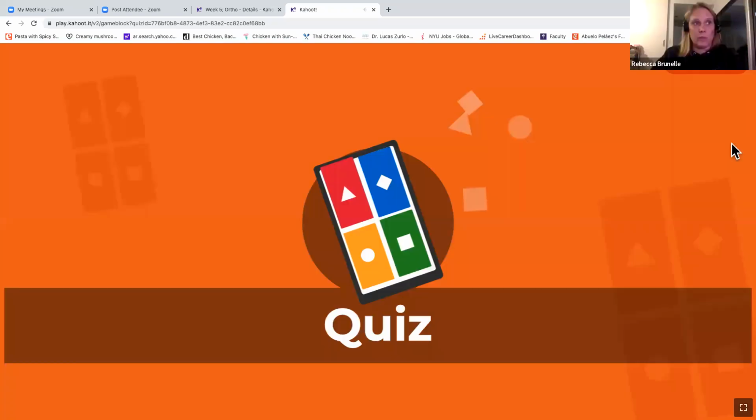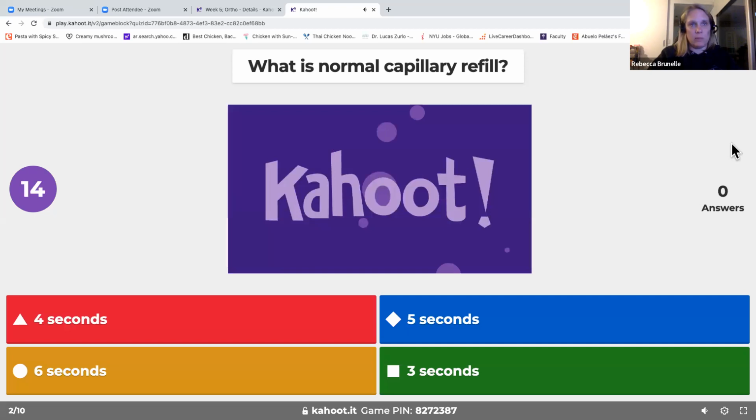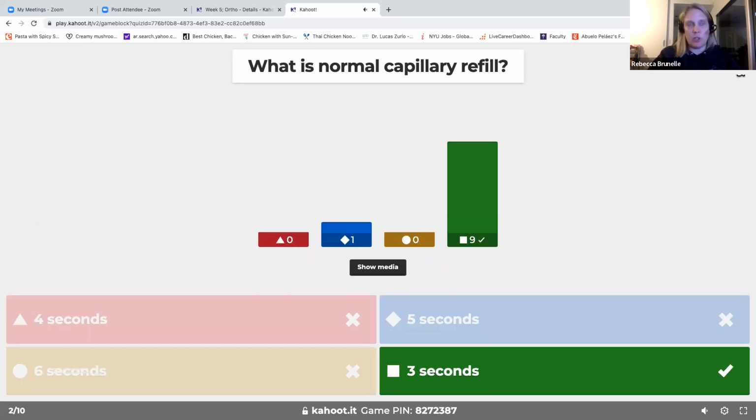So what is normal capillary refill? 4 seconds, 6 seconds, 5 seconds, or 3 seconds? Very good. So 2 to 3 seconds. If it's longer than 3 seconds, that's delayed and it's a sign of bad perfusion.